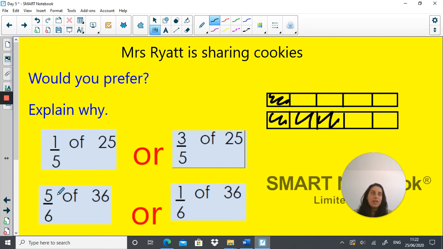Now, using that example, would you prefer 5/6 of 36 or 1/6 of 36? Pause the video and maybe draw a diagram to help you to show and explain why you would prefer whichever option. I think most of you say that you would prefer 5/6 of 36. That would give you more, a larger share of the cookies than a small 1/6.